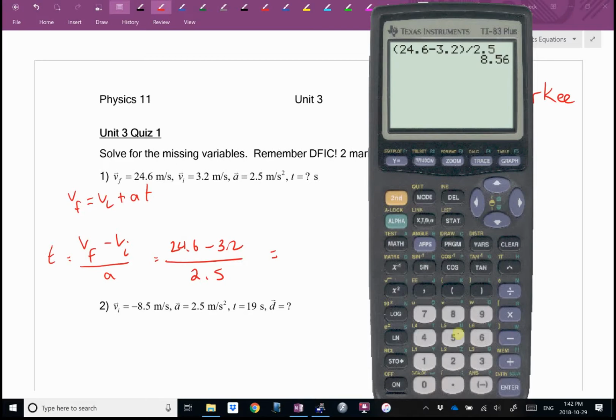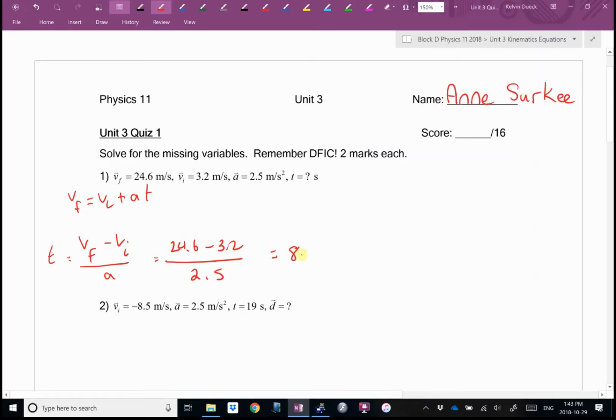3. How many sig figs is 3.2? How many sig figs is 2.5? Technically, I should go to 2 sig figs, but I told you for the remainder of the year, I'll remind you about sig figs, but I'm not going to assess them, so I'll write 8.56. 8.6 is still right? Is 8.6 still right? Absolutely. Units, time.